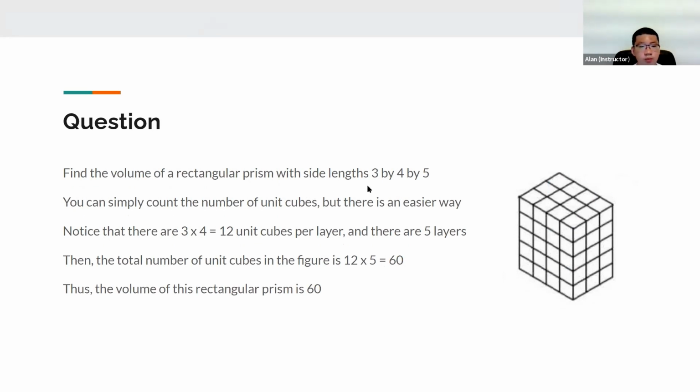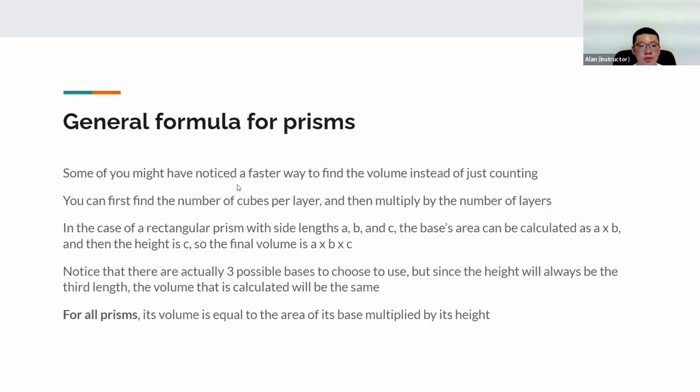So now I'm going to move on to a general formula for prisms. As I said, some of you probably noticed the faster way to find the volume instead of just counting the cubes: you find the number of cubes per layer, and then you multiply by the number of layers to find the total number of cubes. In the case of a rectangular prism with side lengths A, B, and C, assume that A and B are the side lengths of a base. The base's area, because it's a rectangle, is just the product of the side lengths, so it's A times B. And then because the height is C, the final volume is going to be A times B times C.